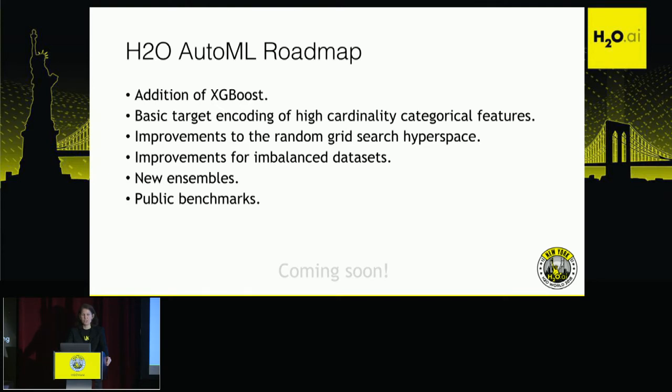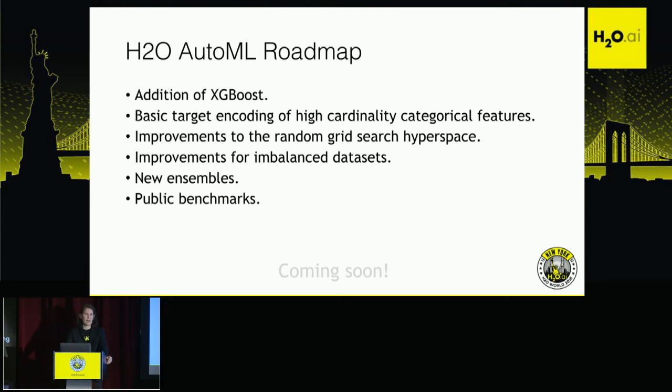And then I mentioned we'll do some basic target encoding. So if you have any really high cardinality categorical features, it's not going to blow up, basically. If you put an ICD-9 column in there, or zip code, or something with a lot of categories, we'll try to take care of that for you. And then we want to work on some improvements to the random grid search space. We gave it a first pass, and through a series of rigorous benchmarking, I think we can improve upon that.